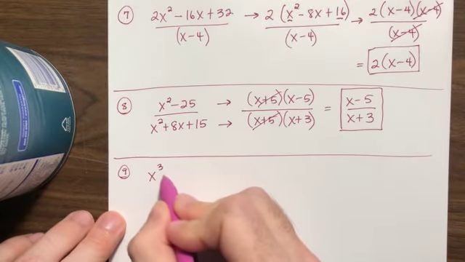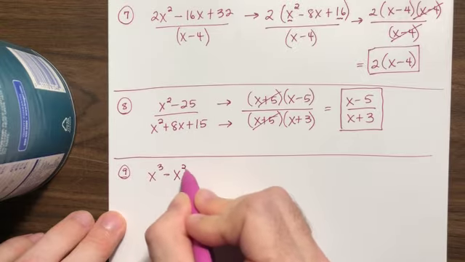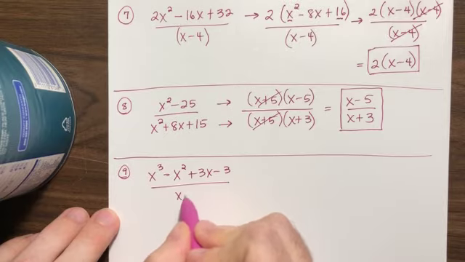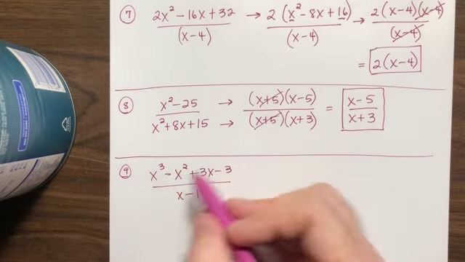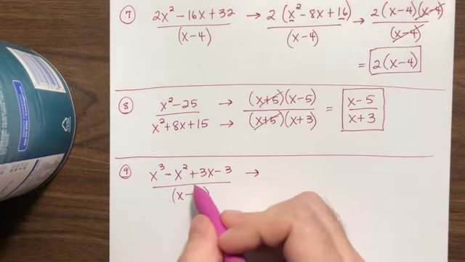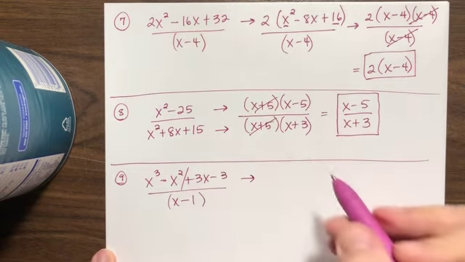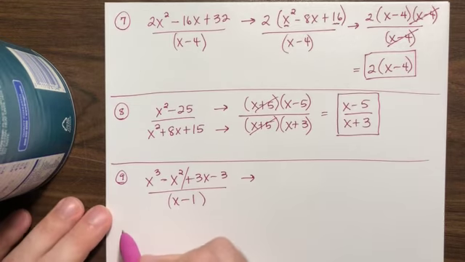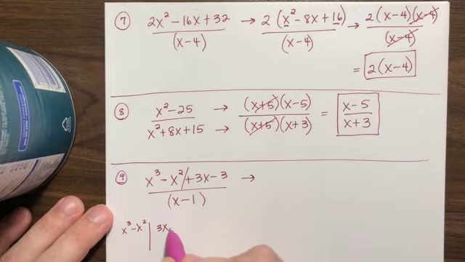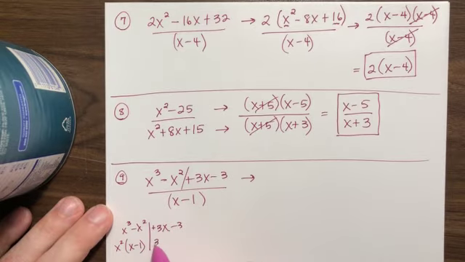Okay. x cubed minus x squared plus 3x minus 3. And that's all over x minus 1. So in this case, I've got a 4-term thing, and if you remember, the only thing that factors with 4 terms is grouping. So I might have to go off to the side and kind of do this. x cubed minus x squared, and then 3x minus 3. And then we've got x squared as a GCF, and you're left with x minus 1 when you divide. 3 is a GCF, and you're left with x minus 1 when you divide.